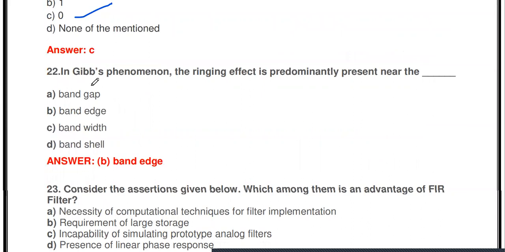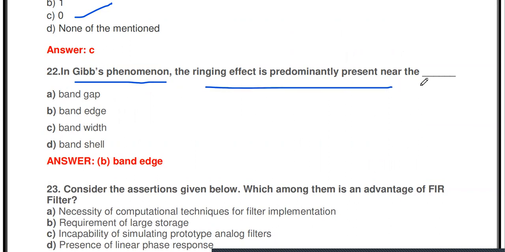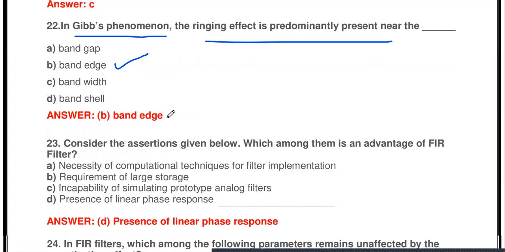Then the next one: in Gibbs phenomenon, the ringing effect is predominantly present near the dash. The answer is band edge. In Gibbs phenomenon, the ringing effect is predominantly present near the band edge.